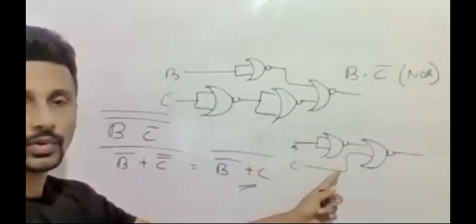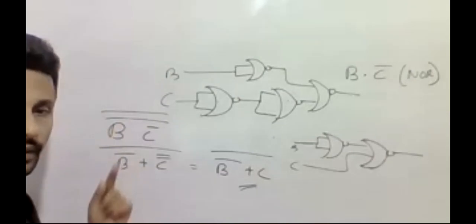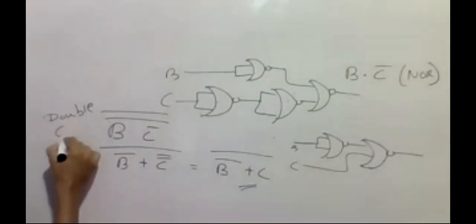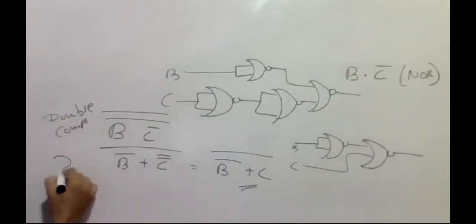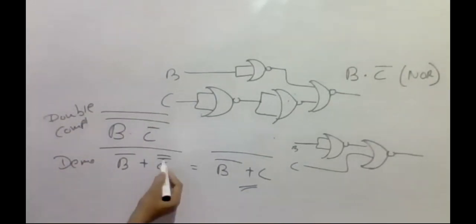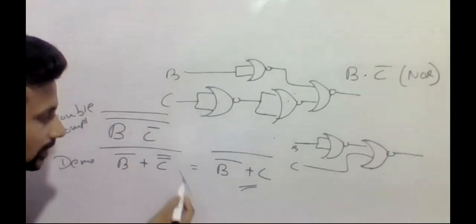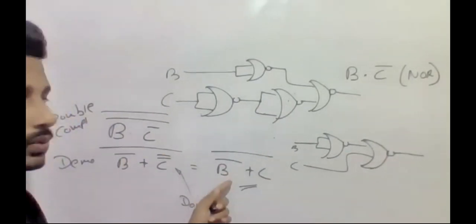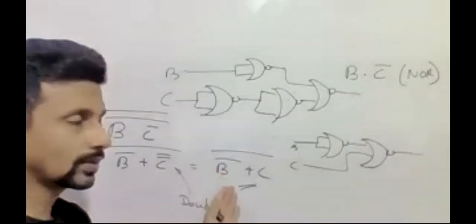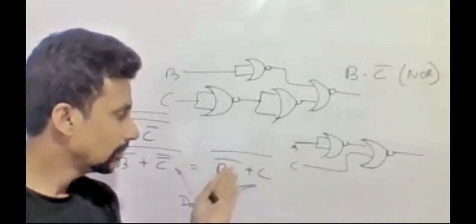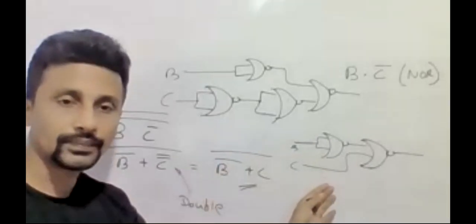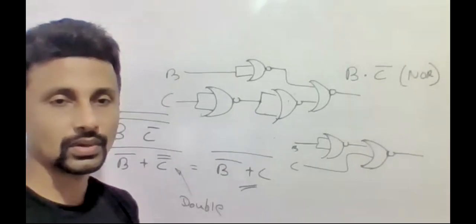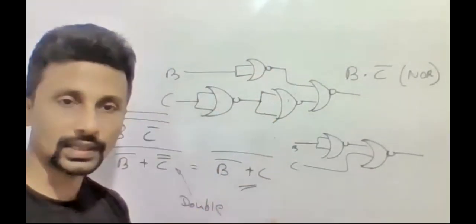you are getting the same output here, or you can use the double complement and De Morgan's. Here also double complement, here also double complement. Then you get the answer. This one you can directly implement by using the NAND gate easily. That is also possible. So whatever you are drawing, after drawing you can cut it, doesn't matter.